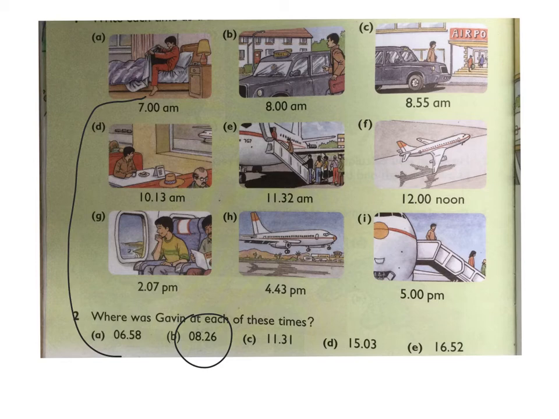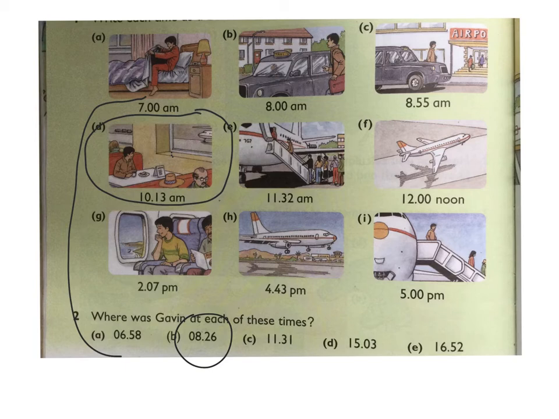So 11:31, that is an AM time. So at 10:13 he is having a snack and he's waiting on boarding the plane. 11:32 he's actually queuing for the plane. So at 11:31 we're going to assume that Gavin is still waiting on boarding the plane, perhaps in this restaurant area here.